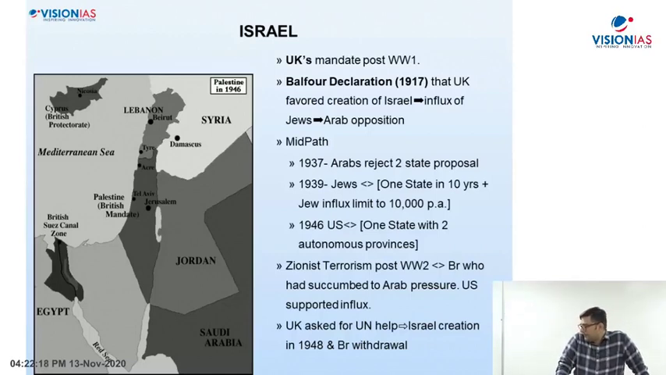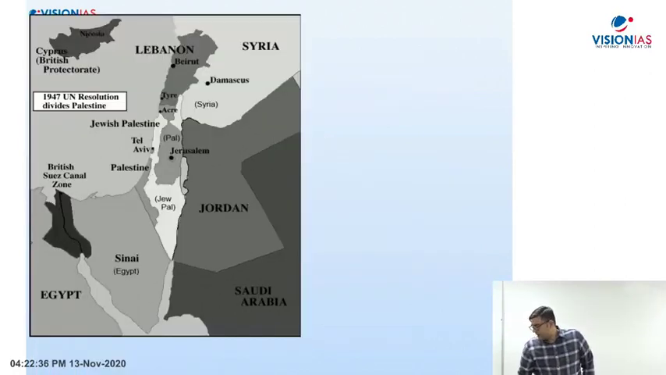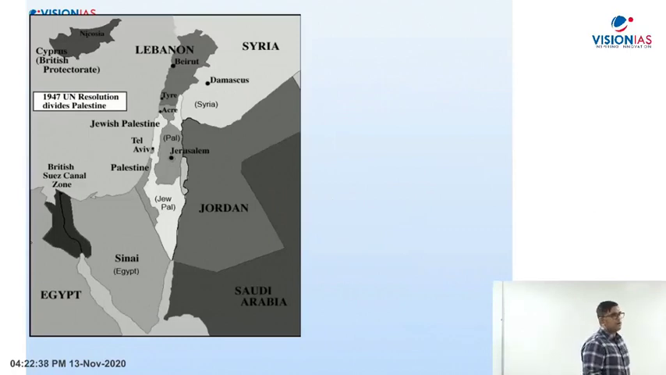Then on the left hand side you see Egypt, the Suez Canal, where the British are posted, and the Red Sea, which separates the Sinai Peninsula of Egypt from the rest of Egypt. So this is the situation. Now look at what the UN does. The United Nations divides 50-50.